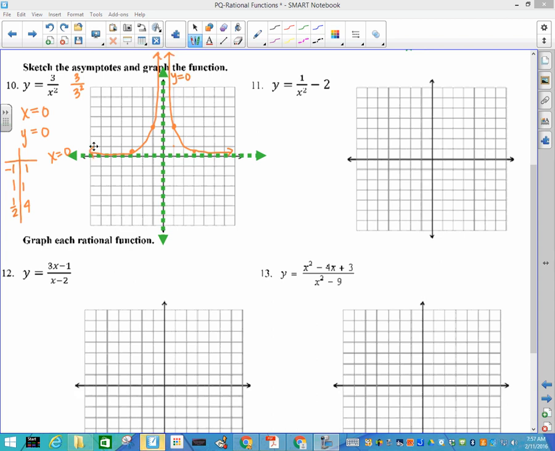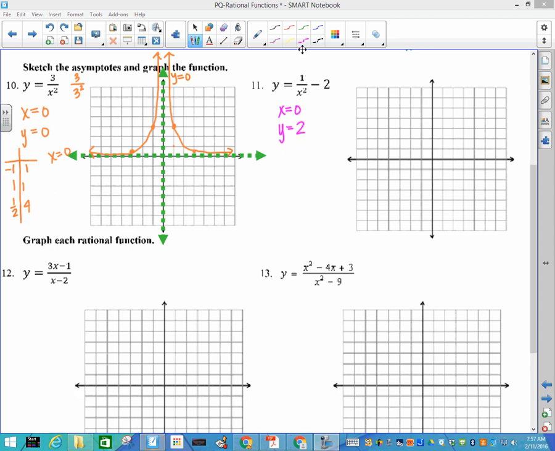All right, look at this one. Y equals 1 over x squared minus 2. What's happening here? It's that same parent function, so we have these points, but what's happened here? I still have x equals 0, but that, of course, has shifted it down to y equals negative 2.